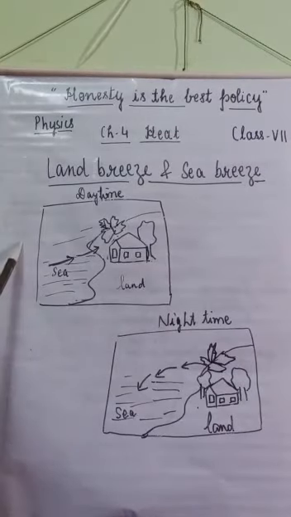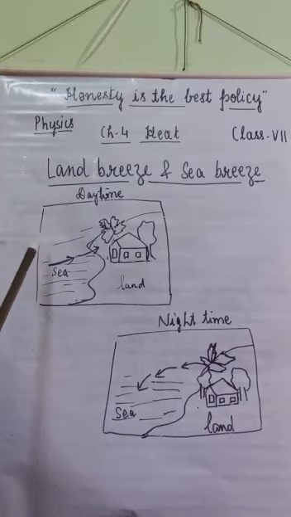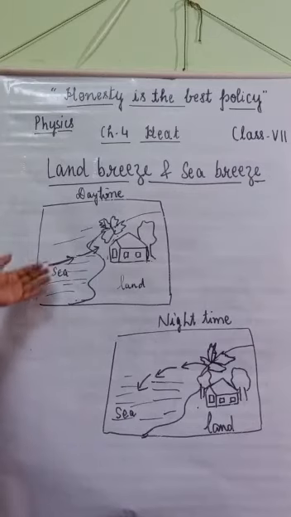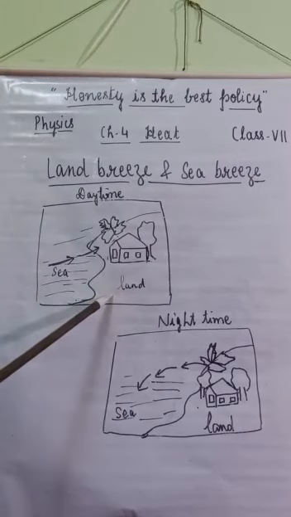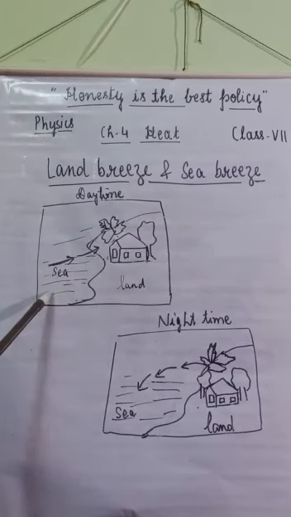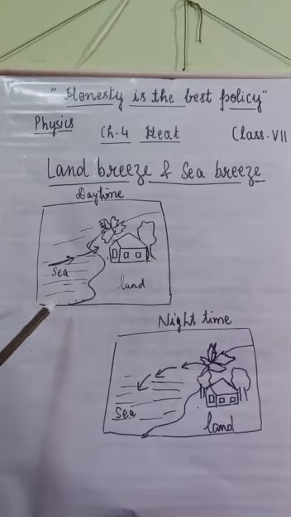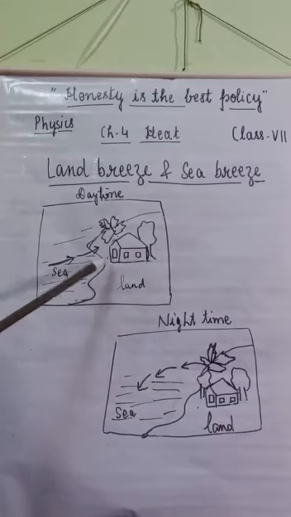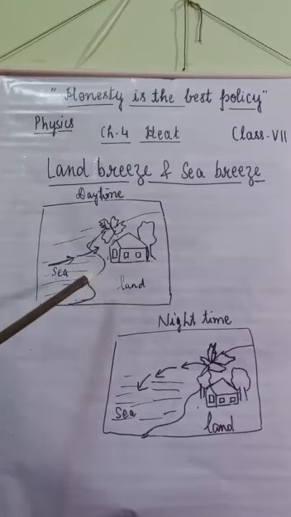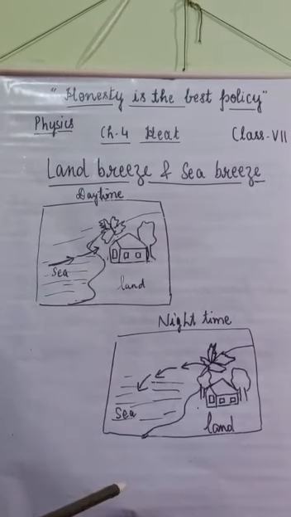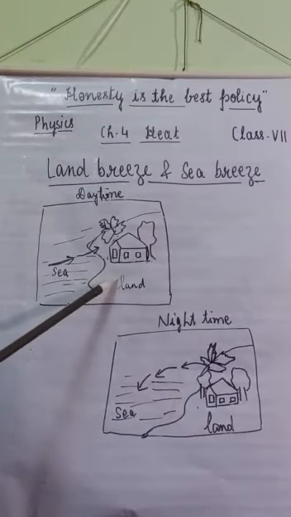The people living in the coastal areas experience an interesting phenomenon, that is, during the daytime the land gets heated faster than the water. The air over the land gets heated.